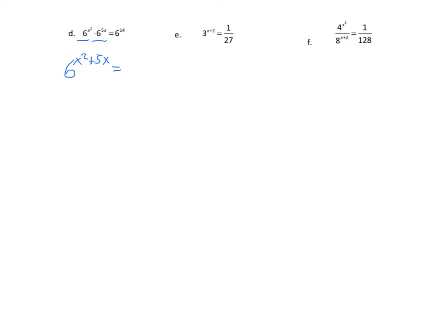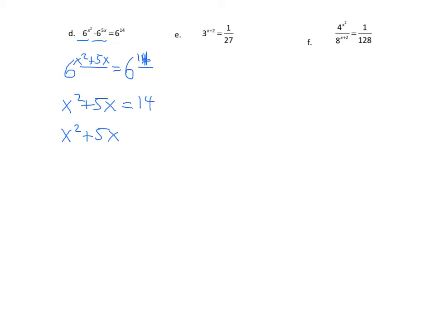And then on the other side, I'm just going to leave it 6 to the 14th. And now that I have one base on each side, I can set the exponents equal to each other. So we get x squared plus 5x equals 14. And now I would need to get all my terms to one side, so I can solve this quadratic equation.